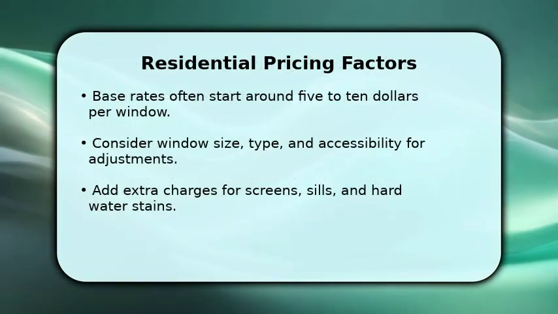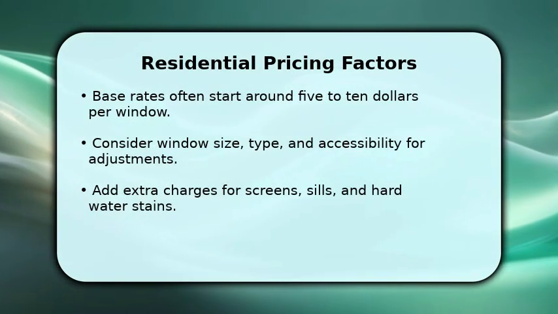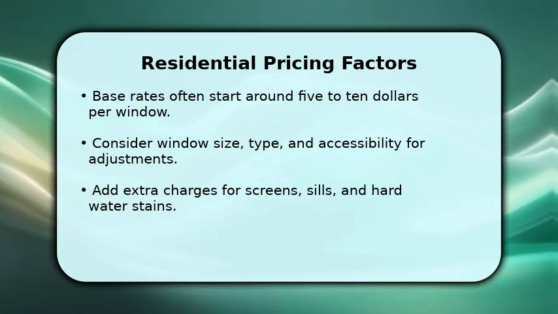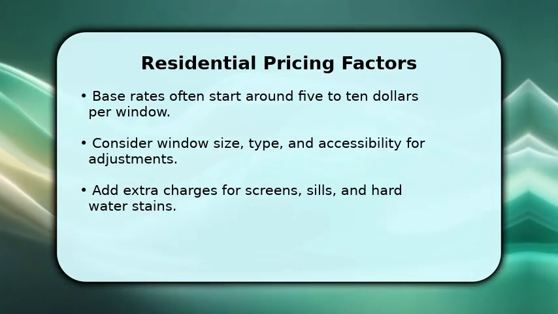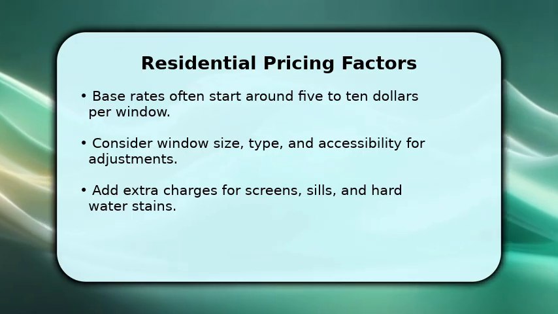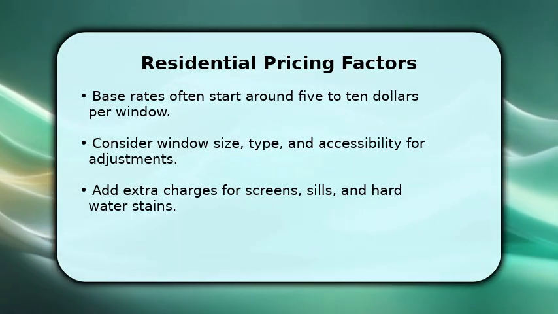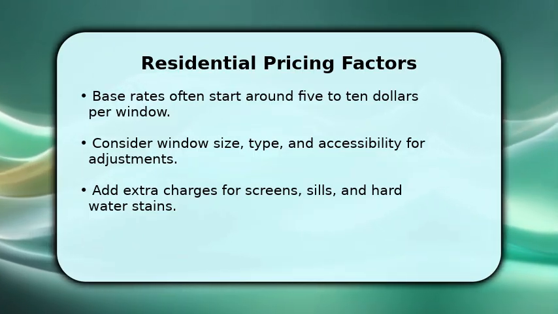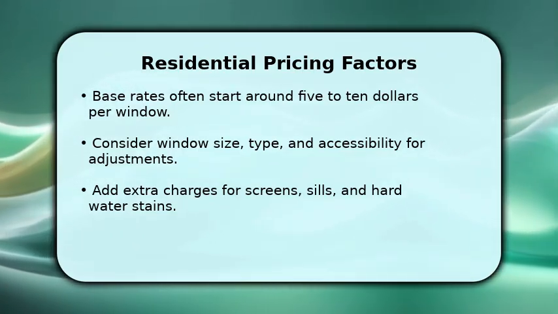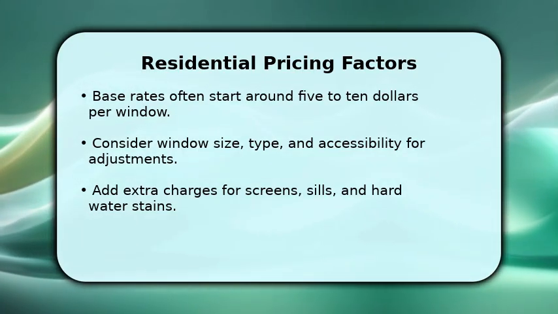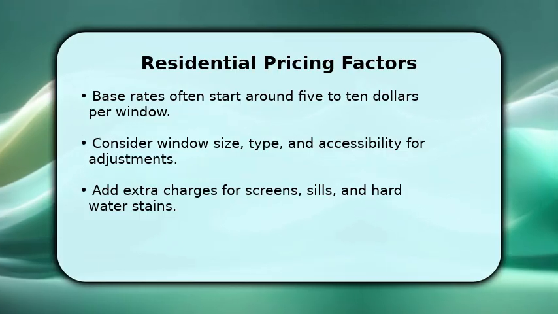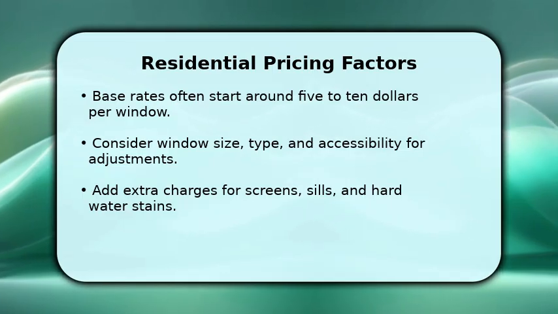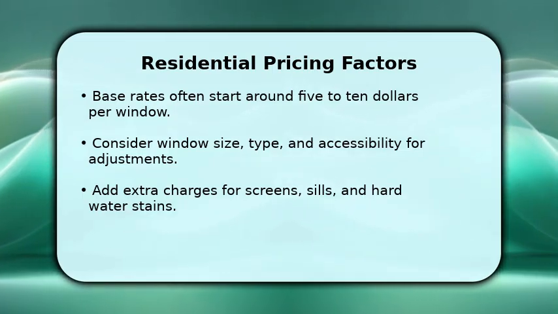For residential window cleaning, a common approach is to charge per window. Base rates typically begin at around $5 to $10 for each standard window. Remember to adjust for larger sizes, unique window types, or difficult accessibility. Always include additional charges for cleaning screens, sills, or removing stubborn hard water stains. A complete service for a typical 3-bedroom home could range from $100 to $200, depending on these factors.